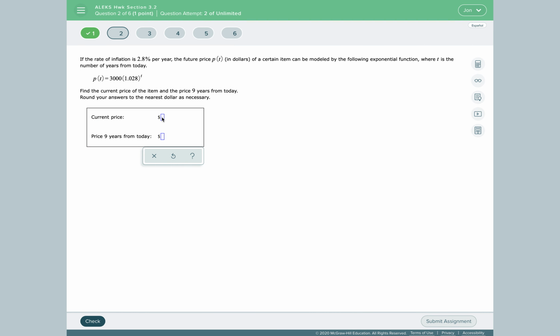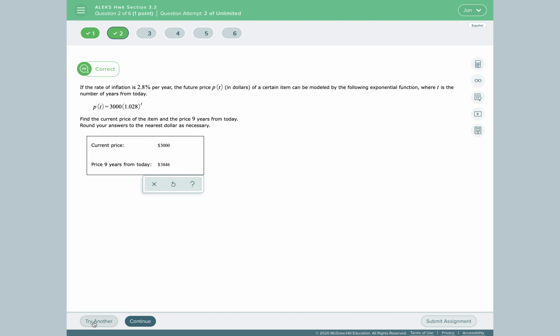Okay, so referencing back to the problem, for the current price we have $3,000, and for the future value, 9 years from today, you have 3,846.44. It's just rounding to the nearest dollar. Okay, so you have $3,846. And the result is correct.